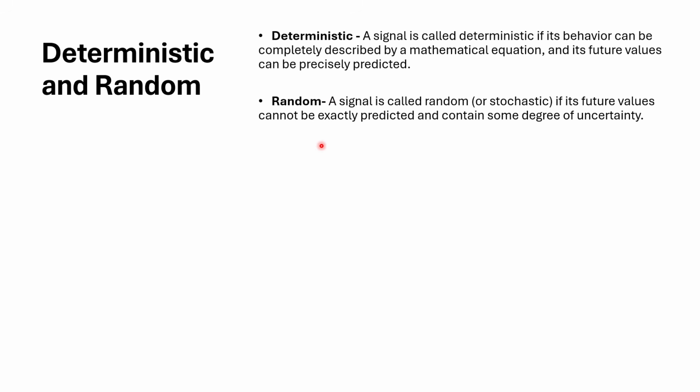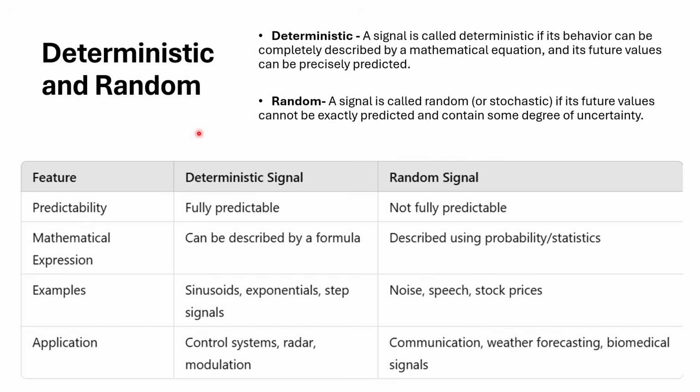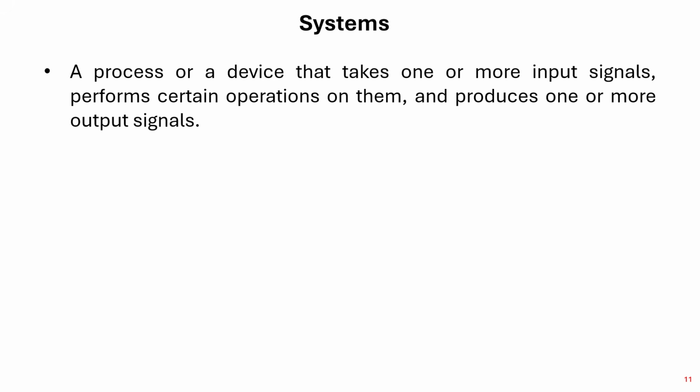Means if we can define a particular system or signal by a mathematical equation, that is deterministic, and if we cannot define it by a mathematical equation, that is random, right? So predictability: for deterministic we can predict, for random we can't. A mathematical expression we can write for deterministic only, and for random we can have only probability. Examples are sinusoidal and exponential, which are deterministic, and noise and speech, which are types of random signals, right?